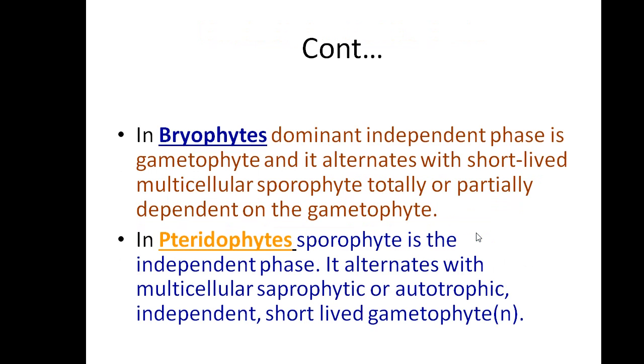Next I am coming to the condition, that is the bryophytes. This is one more important point. In bryophytes, the dominant independent phase is the gametophyte, and it alternates with the short-lived multicellular sporophyte, totally or partially dependent on the gametophyte. Bryophytes and pteridophytes are the examples of the haplodiplontic cycle.